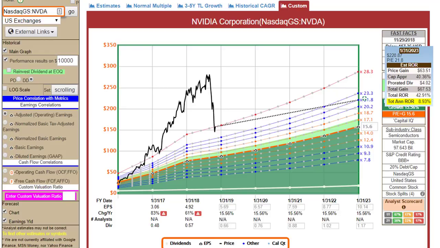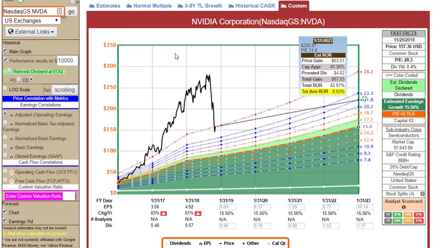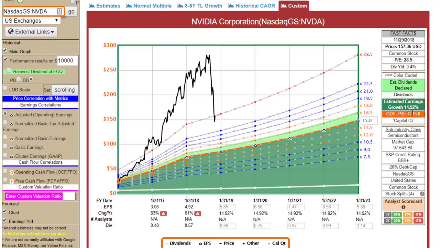Now, if I go back to the actual consensus growth rate that the analysts are expecting for this company off of Standard & Poor's of 14.92%, I still get a similar result; here I would get a loss. In other words, the 15.56 would give me a slight gain. Looking at this 21 multiple, I would have about a 7% rate of return.